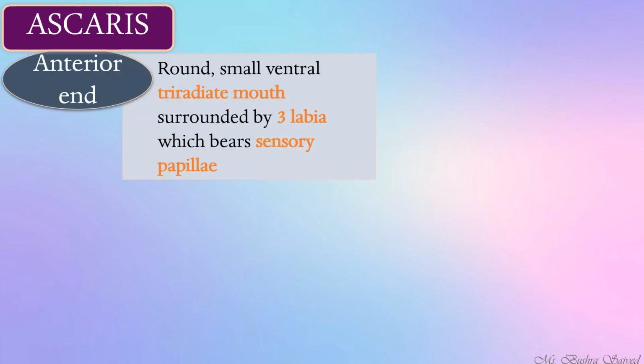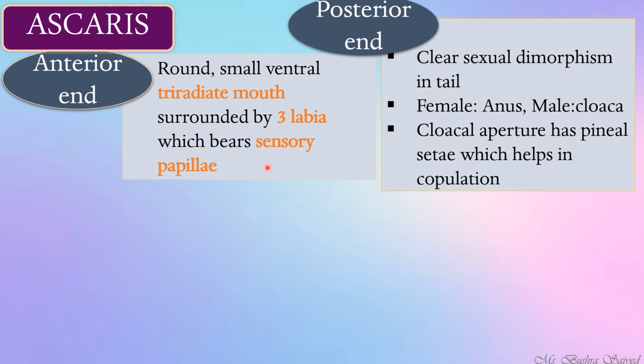Anterior end of Ascaris, when we talk about, it is round, small, ventral. It has a triradiate mouth. It means that there will be 3 flaps to the mouth surrounded by 3 labia. We also call them lips, which bear the sensory papillae. So whenever the sensory papillae sense the food, they capture the food.